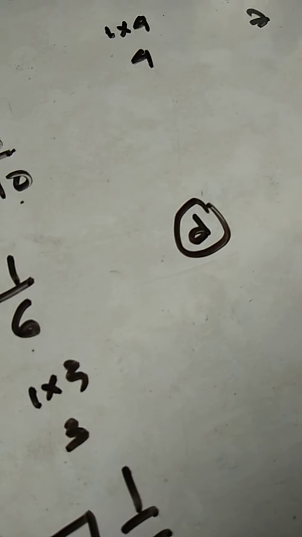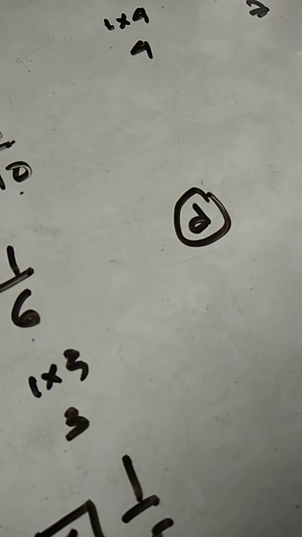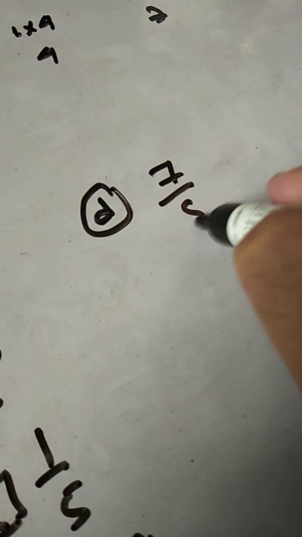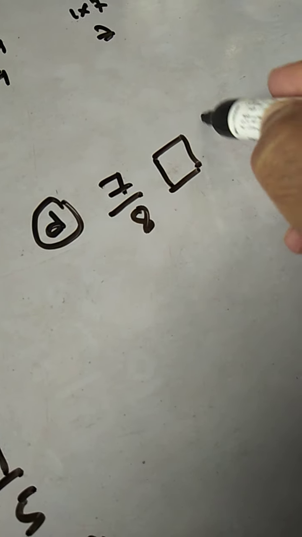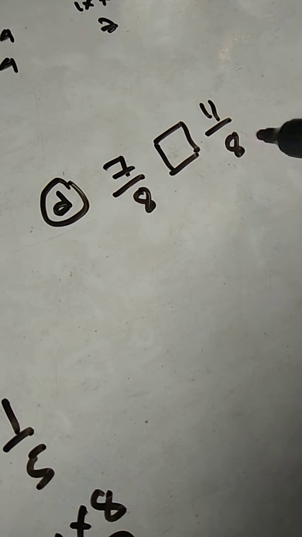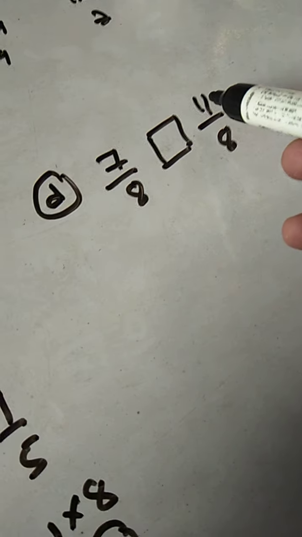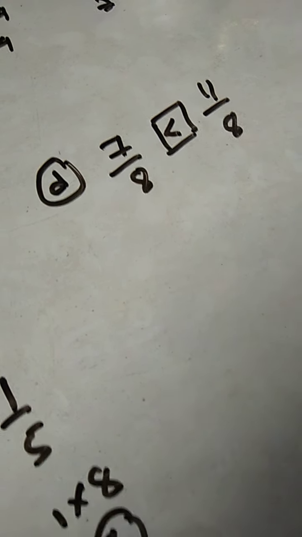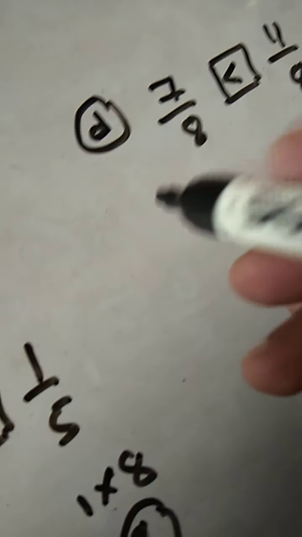2 more are left. That is number D. Okay, we can give 7 by 8. Let's see. 7 by 8 box 11 by 8. Now this time these two fractions are carrying the same denominator. So which numerator is greater? 11. So we'll put it the same. So when the denominators are same, no need of going for this process. You can easily go for it.